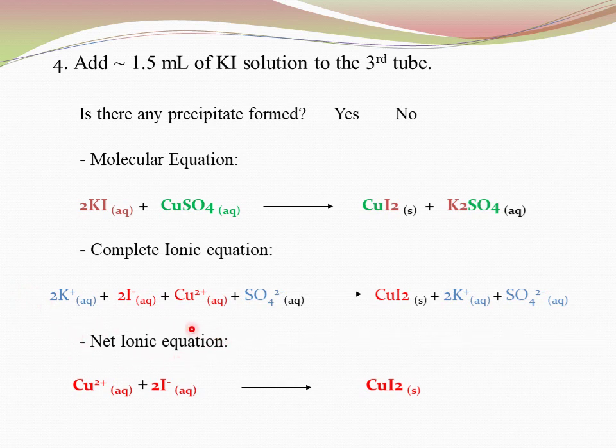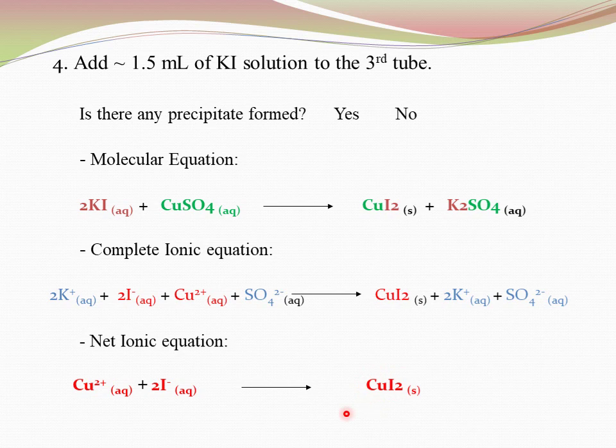To write a net ion equation, show the ions that are involved in the precipitate. So the precipitate is copper iodide. This is the formula of the precipitate, CuI2. So this is the precipitate.